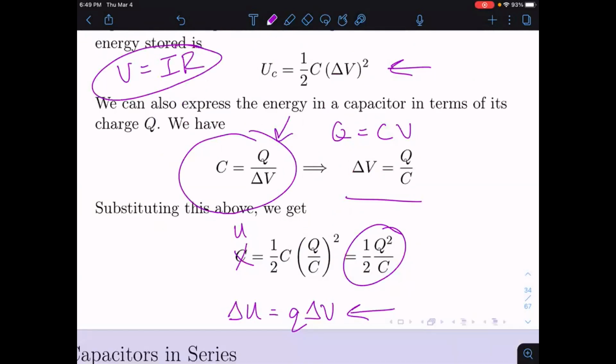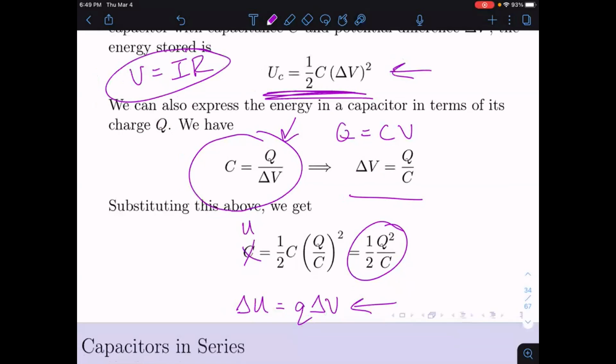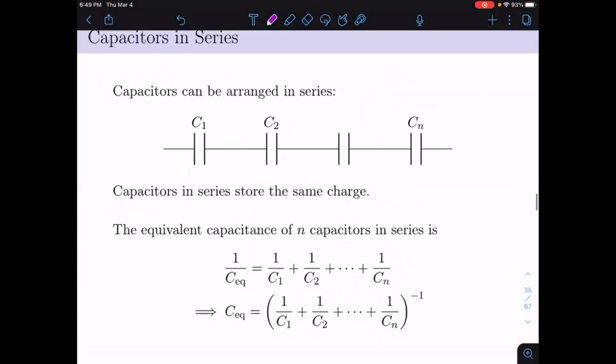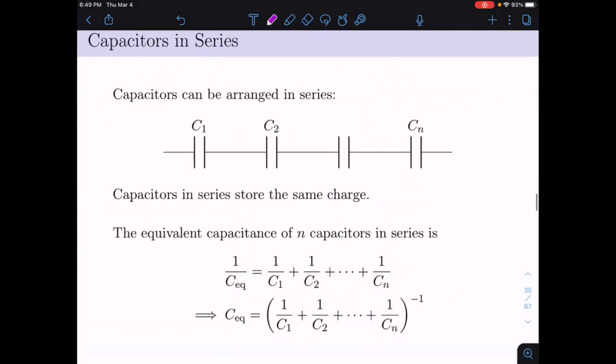Normally, we are just looking for this expression right here. Cool. All right, so moving on. Similar to the way we had resistors and batteries in Kate's section, we can now do the same thing with capacitors. We can have capacitors in series and capacitors in parallel.